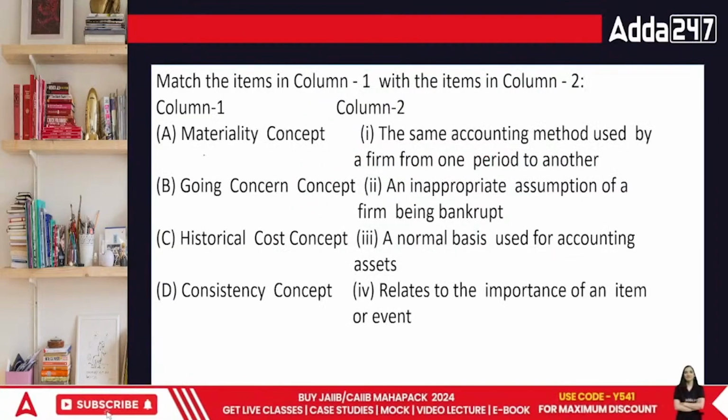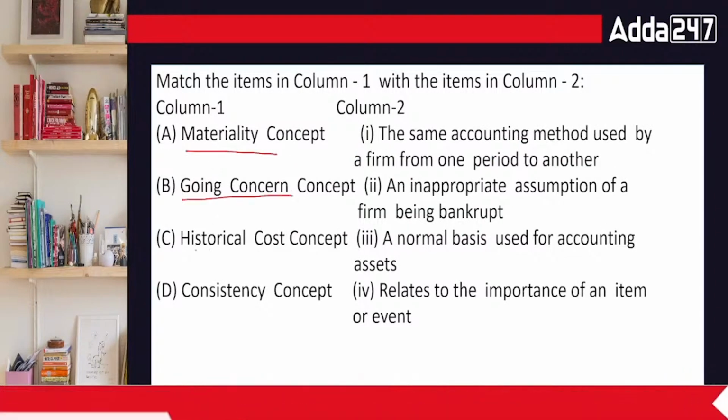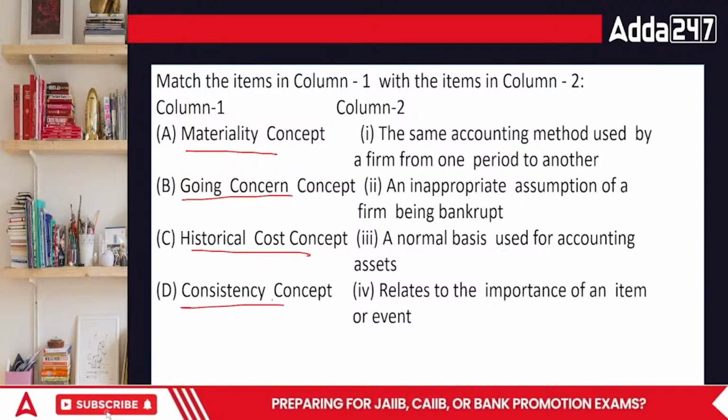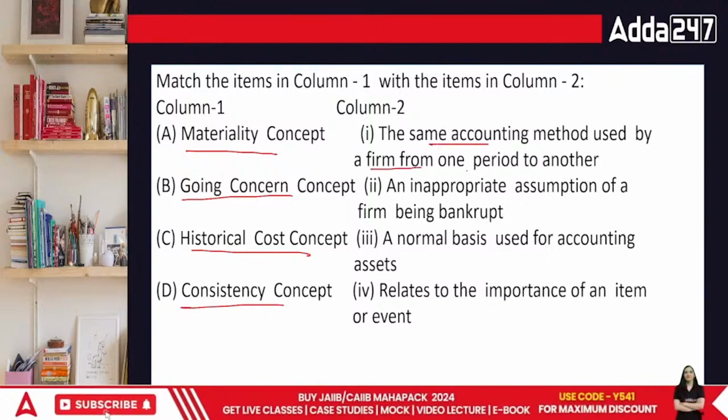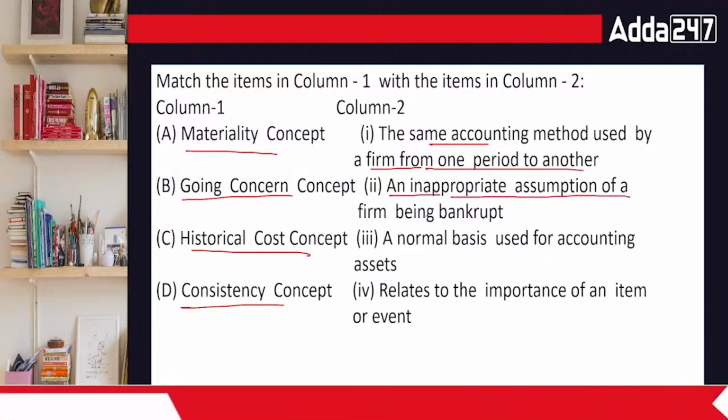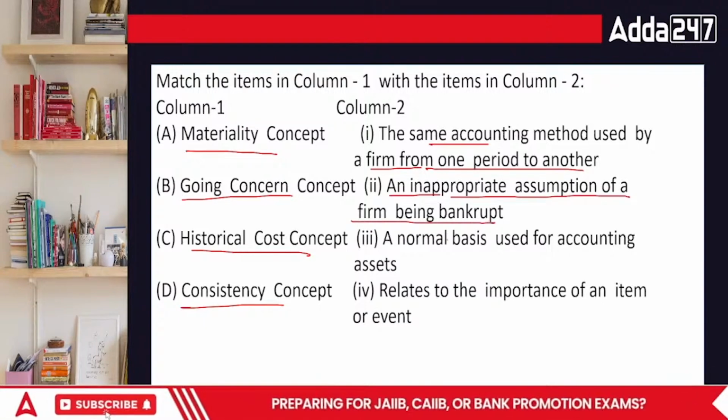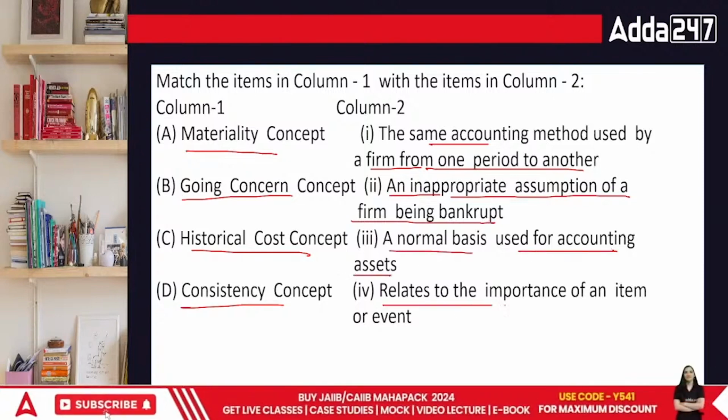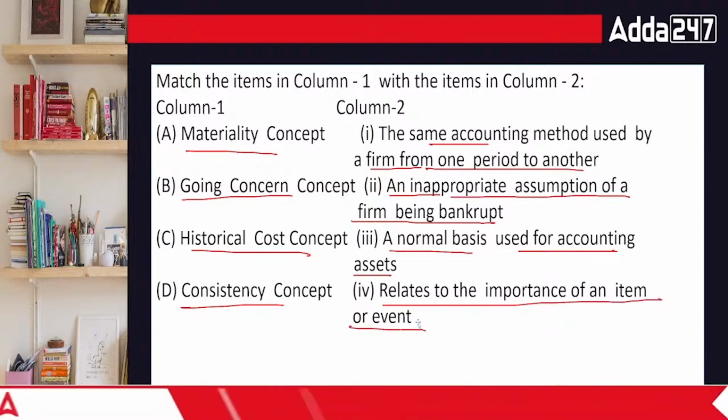Okay. We have four different concepts: materiality, going concern, historical concept, and consistency concept. The same accounting method used by a firm from one period to another, an inappropriate assumption of firm being bankrupt, a normal basis used for accounting assets, or relates to the importance of an item or an event.